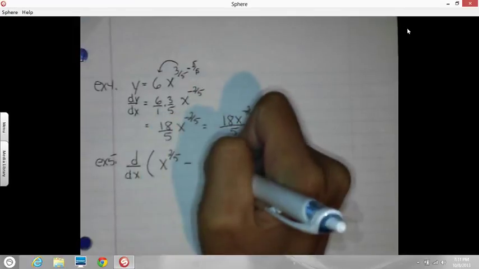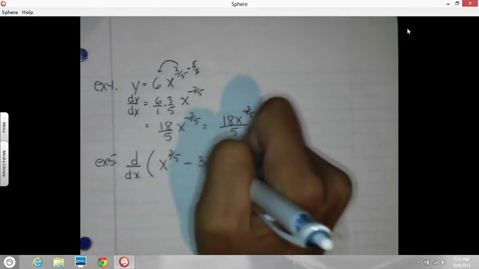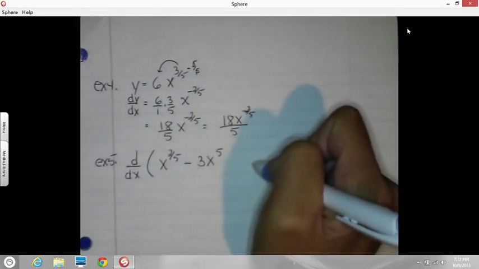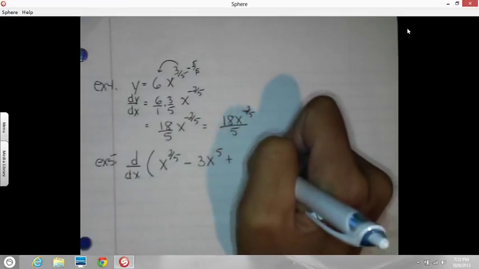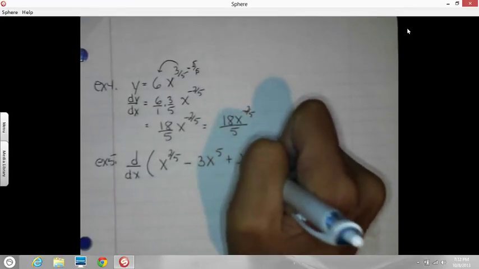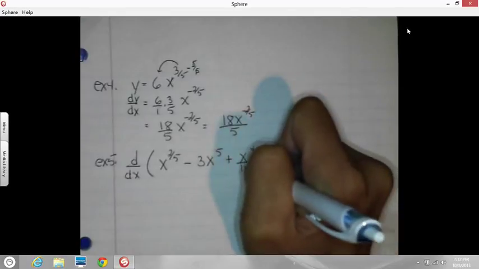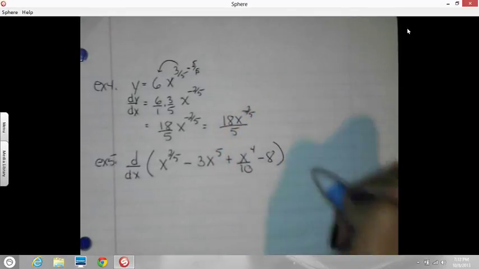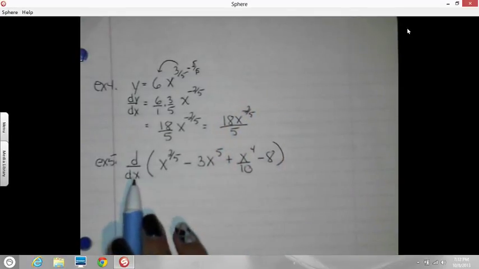x to the 2/5 minus 3x to the 5th plus x to the 4th over 10 minus 8. Now this is kind of giving you the directions in the problem.